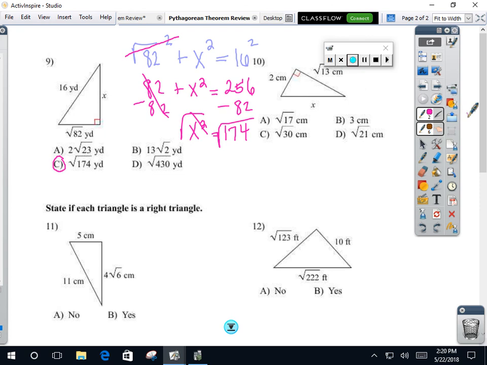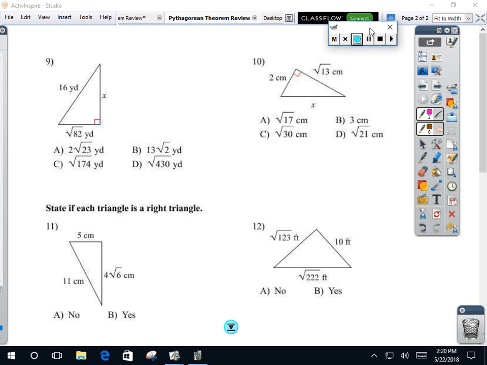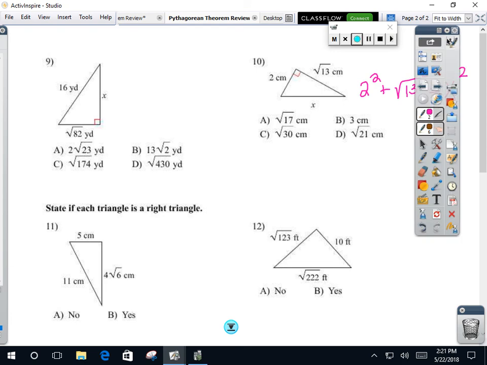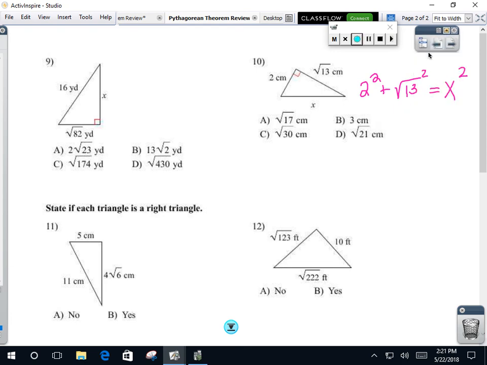Okay. Number 10. We are given both legs, so I'm going to use 2 to go into A. I'm going to put the square root of 13 in the B. And then the hypotenuse, they're calling x, is unknown. Now, just like before, a square root and a squared cancel each other out. So this will basically become 4 plus 13, right? And then that just becomes, and now to solve for x, we square root. And so x equals the square root of 17, which cannot be simplified because it's prime.